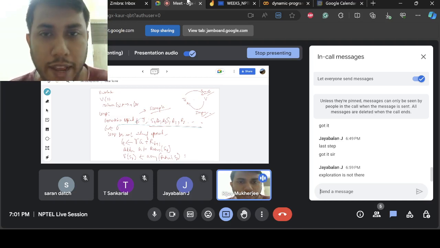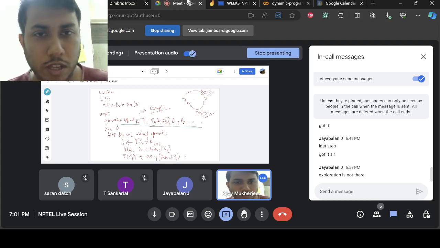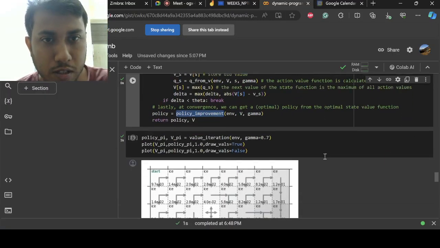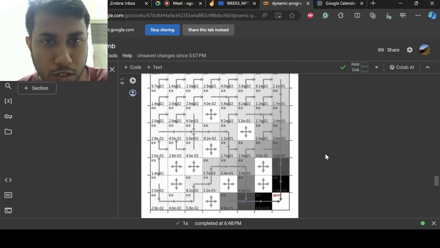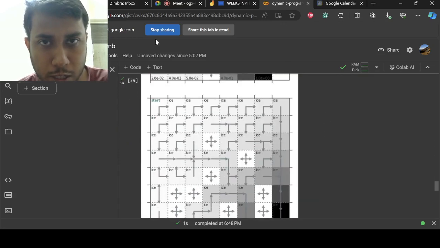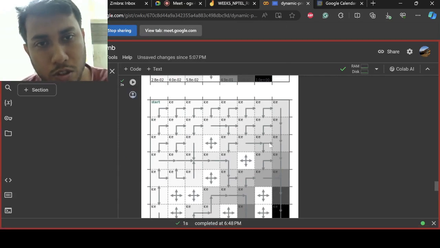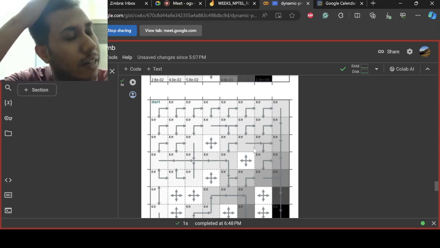Now another problem happens in this case. Consider the frozen lake problem. In the frozen lake problem, let me draw this figure again. Suppose we have this problem, and suppose you are currently in this square.